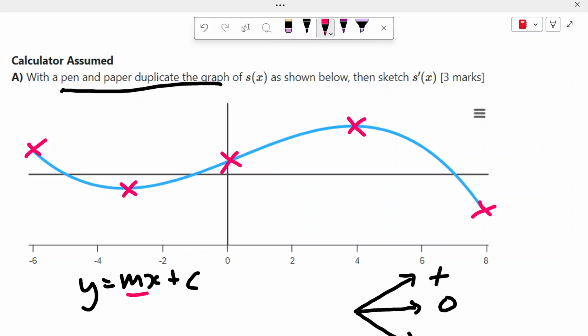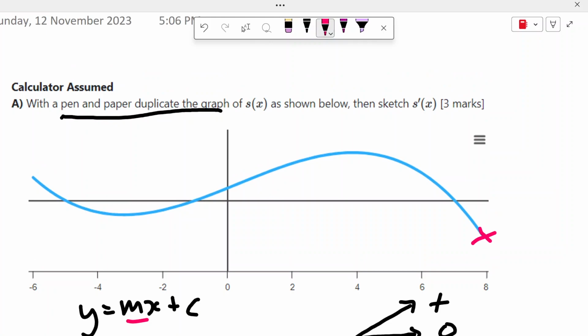So let's talk about the last two dots. So what's the gradient looking like here? Well, because it's going down, it's negative. So we can say that our gradient is going to be minus. The next one is we ask, what's the gradient here? Again, it's minus.